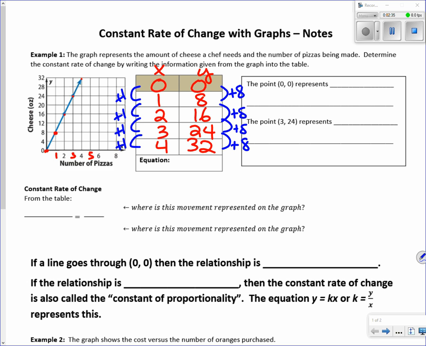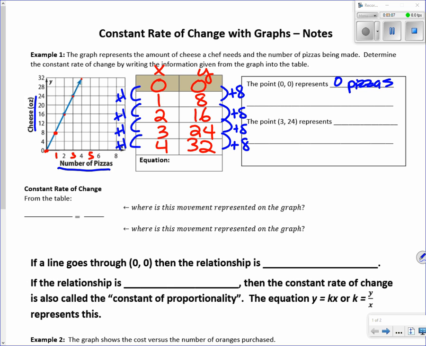The graph represents the amount of cheese a chef needs and the number of pizzas being made. Determine the constant rate of change by writing the information given from the graph into the table. So if you notice, your x-axis is number of pizzas and your y is cheese. For every 1 pizza, you need 8 ounces of cheese. But what does this 0, 0 point mean down here? That means 0 pizzas.